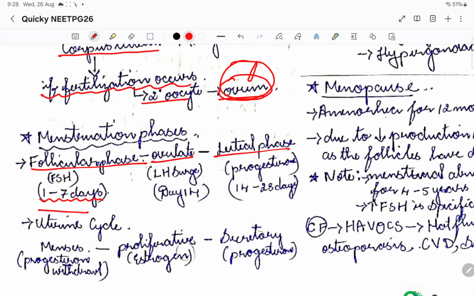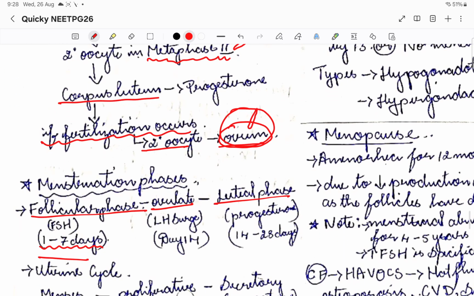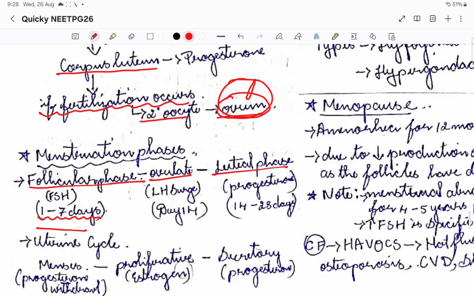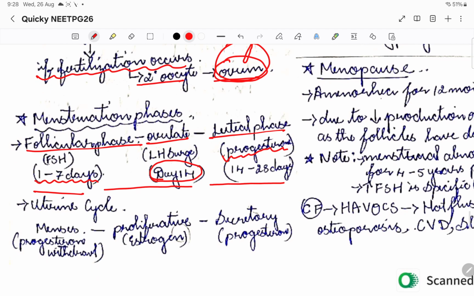Here, FSH is raised. So LH and FSH function, and there is no change with respect to the uterus. Then ovulation will happen because of the LH surge on the 14th day. Then in the luteal phase, the corpus luteum is maintaining it, and progesterone is getting released. This happens around the 14th to 28th days.